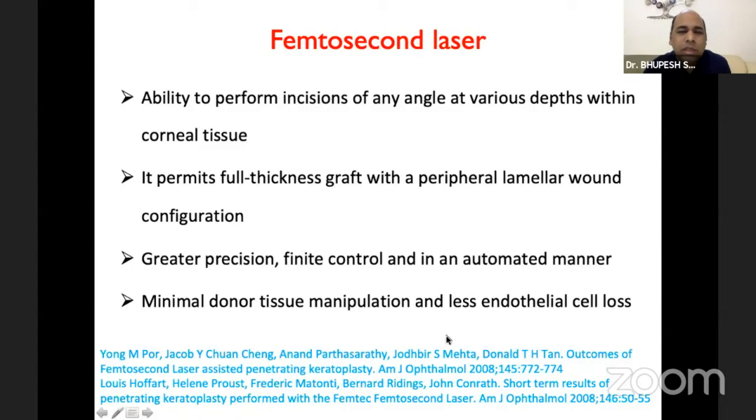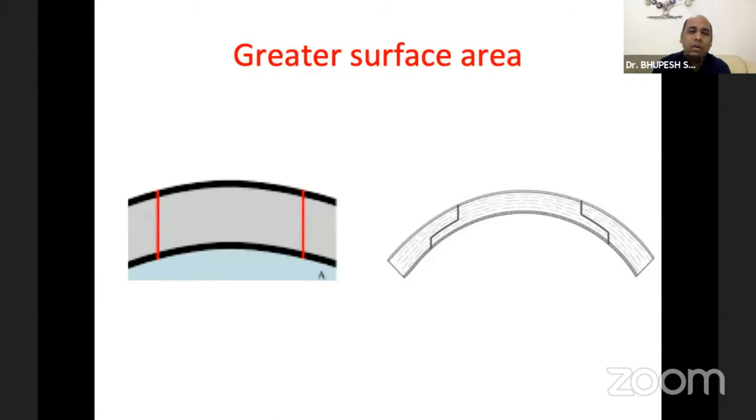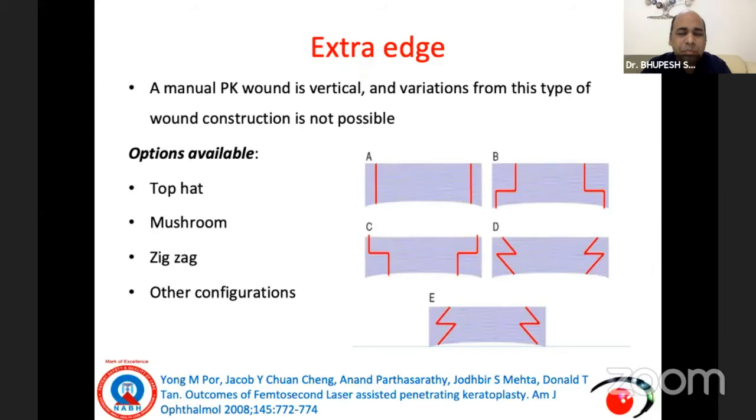It permits full thickness graft with peripheral lamellar wound configuration. It works with greater precision, in finite control, and in automated manner. There's minimal donor tissue manipulation with femtosecond laser, which causes less endothelial cell loss during the procedure. Another advantage with femtosecond laser procedures is that it provides greater surface area because of its customized shapes.